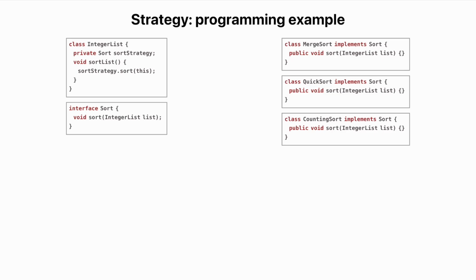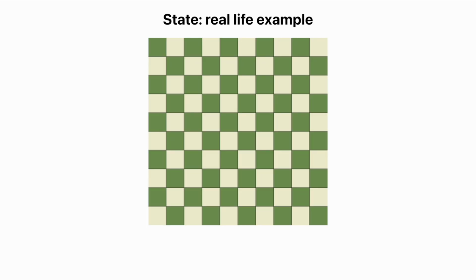A real life example: suppose when we are playing a chess game, we can choose to play a defense game or an attacking game. Defense or attacking is the strategy.